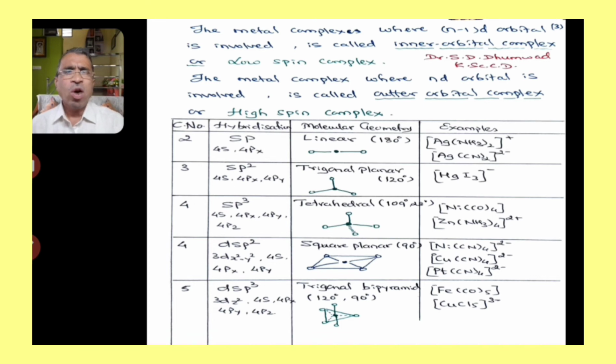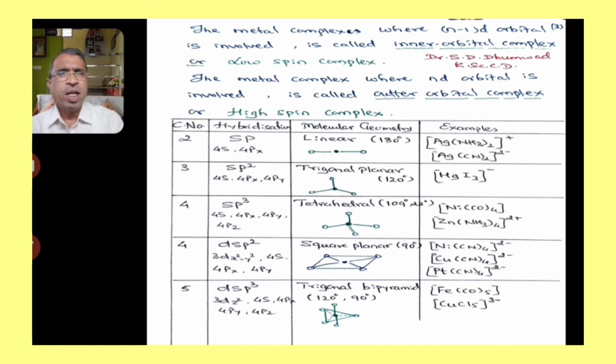Now, the complexes with dsp2 hybridization, where the 3d x square minus y square, 4s, 4px and 4py orbitals are involved in the hybridization, give square planar geometry with a bond angle of 90 degrees. Examples are the tetracyanonickelate(II), tetracyanocuprate(II) as well as tetracyanoplatinate(II) ions.